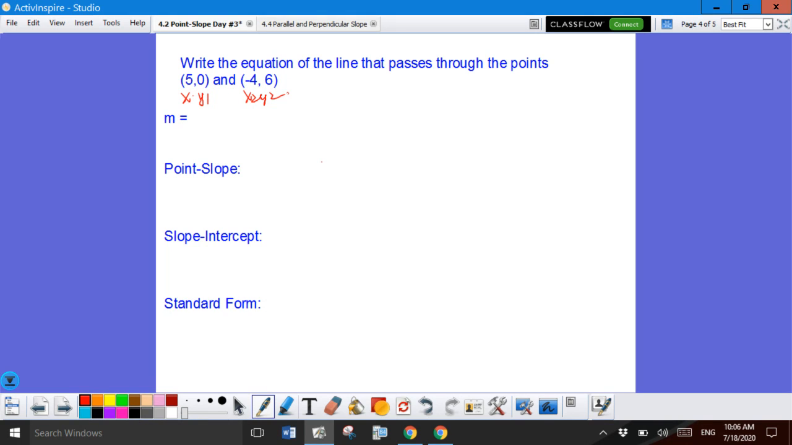All right, let's see how you did. So calculating slope. 6 and 0, negative 4 and 5. So I have 6 and negative 9, and that simplifies. Remember, slope always simplifies down. Do not leave it as big numbers. Always check to make sure that that is simplified to negative 2/3.